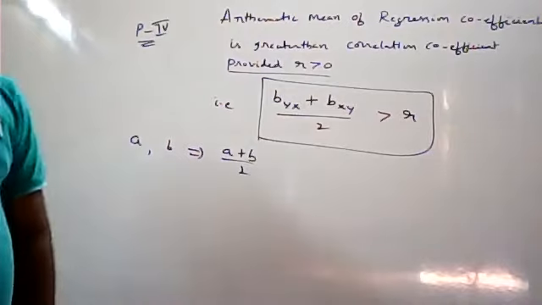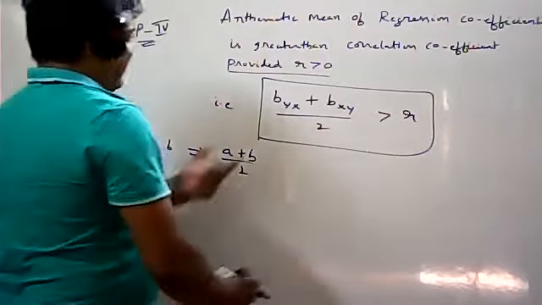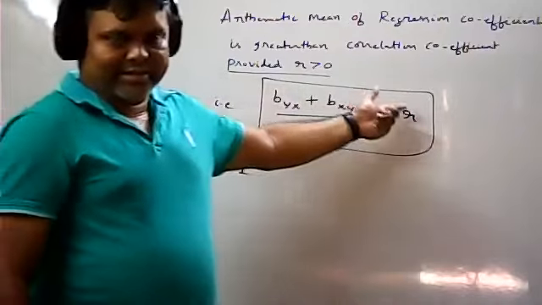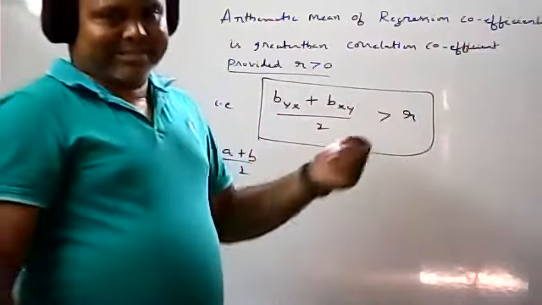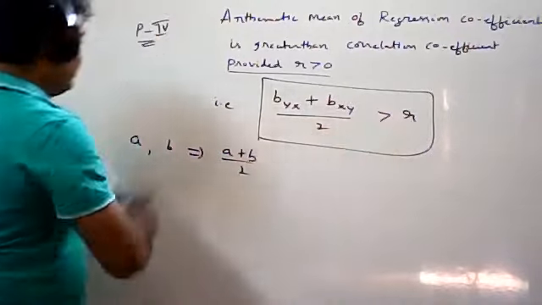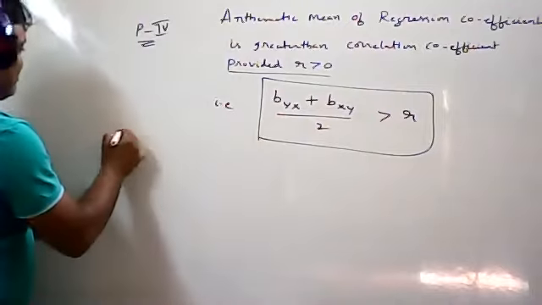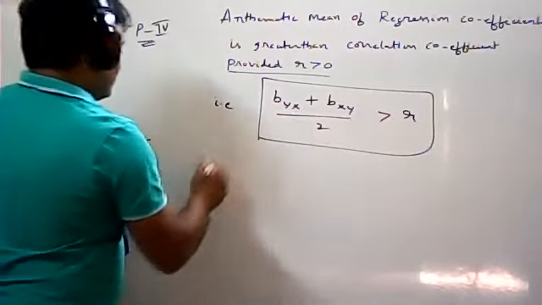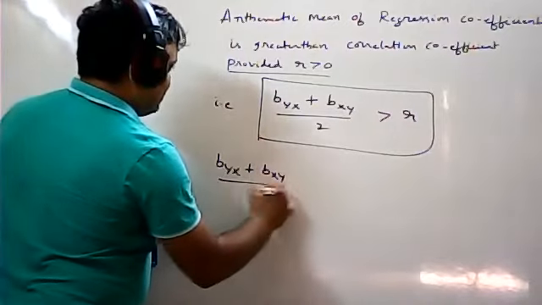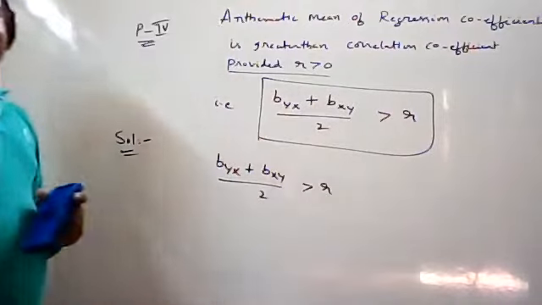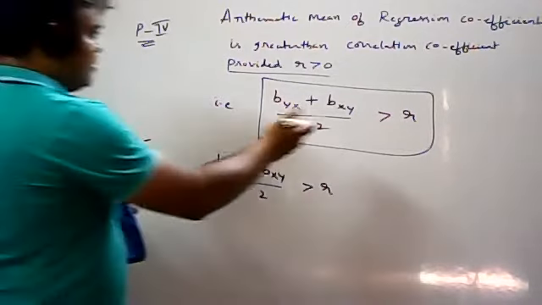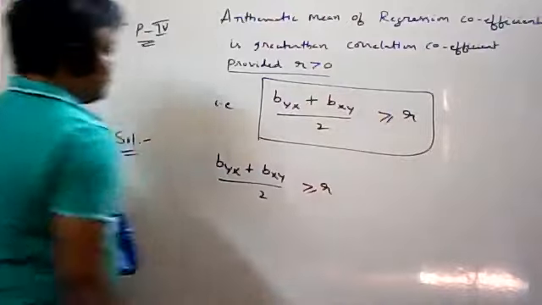Okay. So I will consider this one only. Suppose if you send r this side, you will get greater than or equal to 0, or greater than 0. So I will show that for each and every value this statement is true. So for that reason, I will consider this part. Write down the proof, because I know the byx value and bxy value. So consider (byx plus bxy) by 2 greater than r, or you can write greater than or equal to r, no problem.